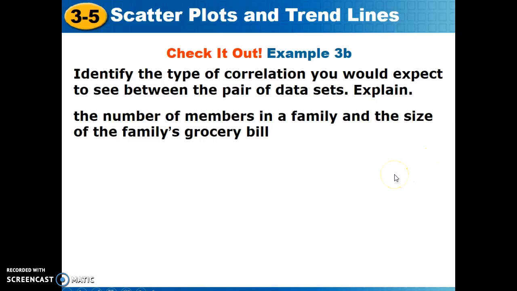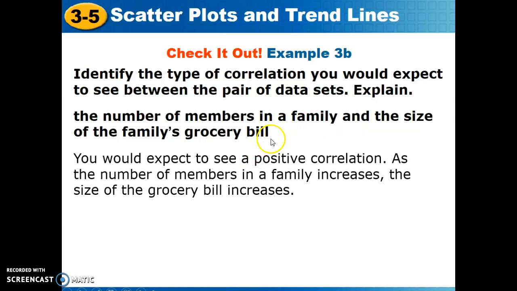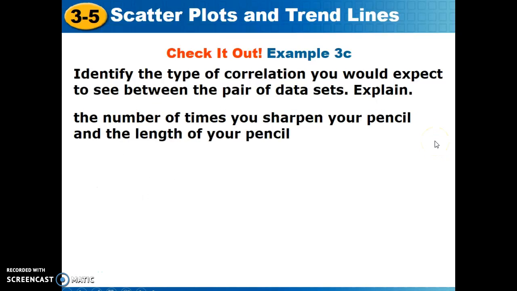How about this? The number of members in a family and the size of their grocery bill. Well, this one makes perfect sense, especially if they're teenagers, right? The more people that are eating the groceries, the more groceries we have to buy. Hence, the bigger the family size, the bigger the bill. As family increases, the grocery bill increases. We should see a positive correlation between the two.